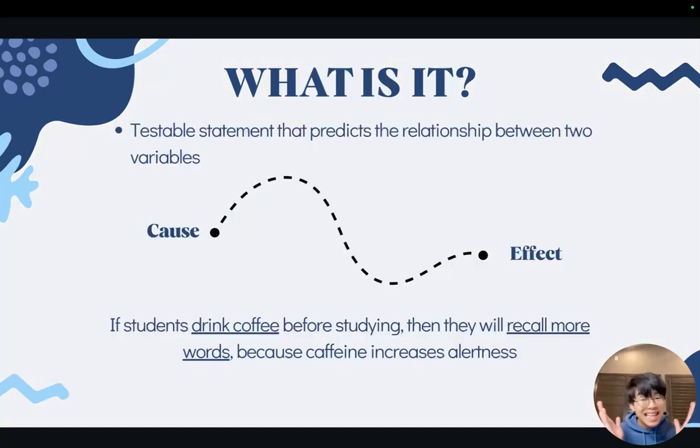Now, what is it exactly? Well, your hypothesis is a testable statement that predicts the relationship between two variables. I like to think of these relationships as cause and effect. What do I mean by cause and effect? Well, here's an example. If students drink coffee before studying, then they will recall more words because coffee increases alertness. The cause is drinking coffee, and the effect is that they'll recall more words. And so that's what a hypothesis is.